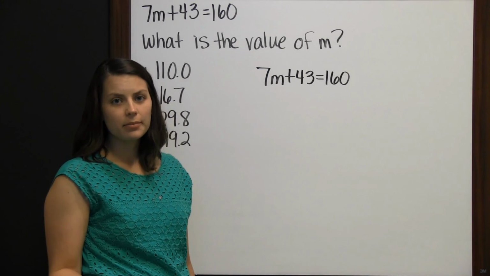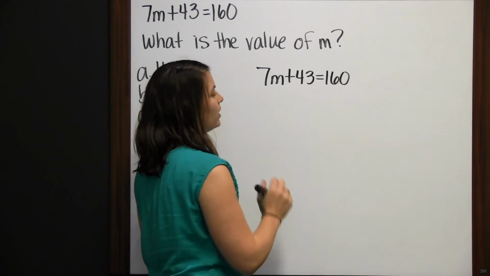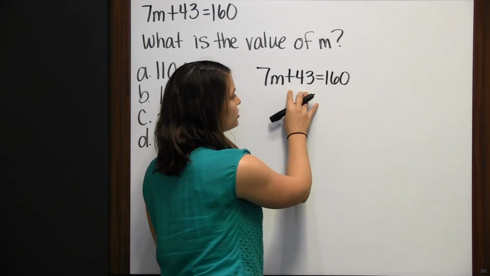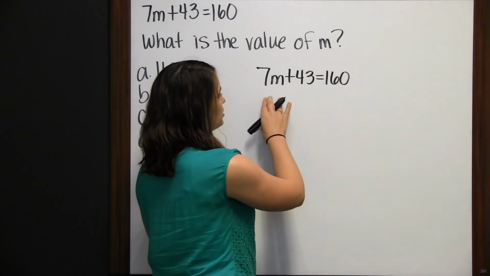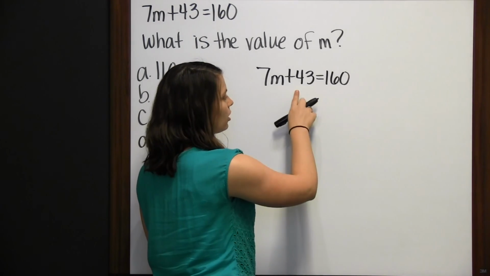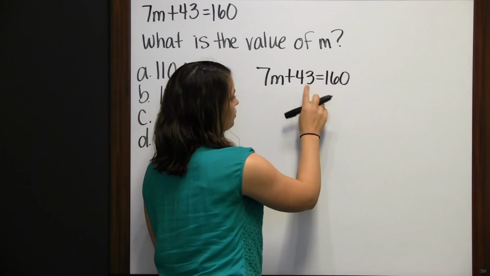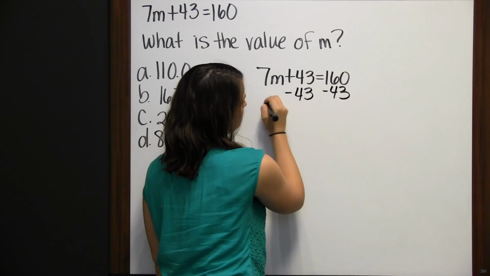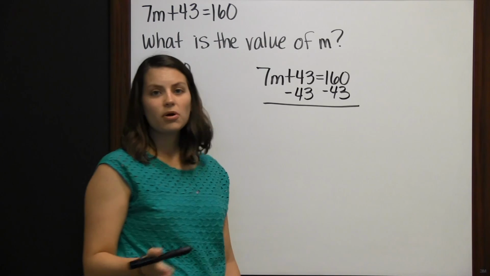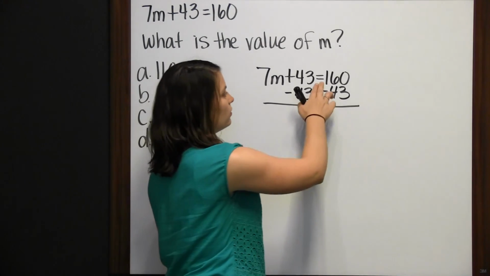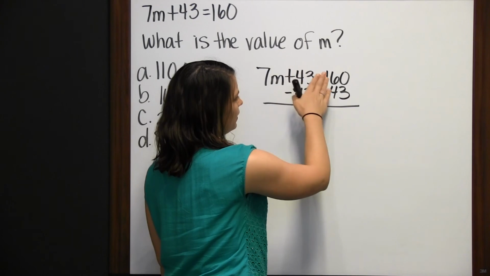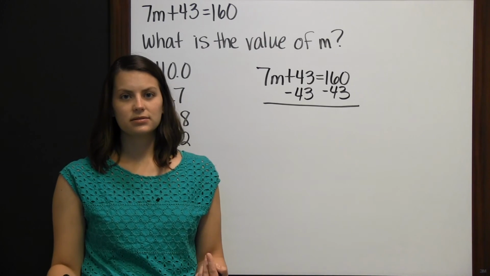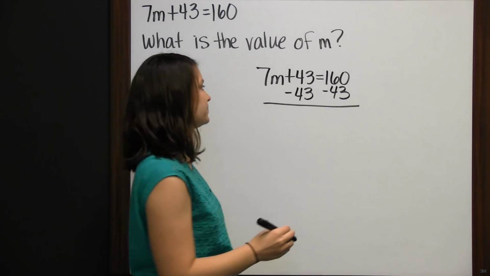And we could guess and check numbers until we found a number that would satisfy this equation. But there's a much easier and more direct way. And that is to undo the operations that are done to our variable m. We're going to start by undoing the addition of 43. So we're going to subtract 43 from both sides. And as long as we do that to both sides, we keep our equation equal and balanced. If you have something that's equal to something else, and you take away the same amount from both of those things, then they'll still be equal to each other.